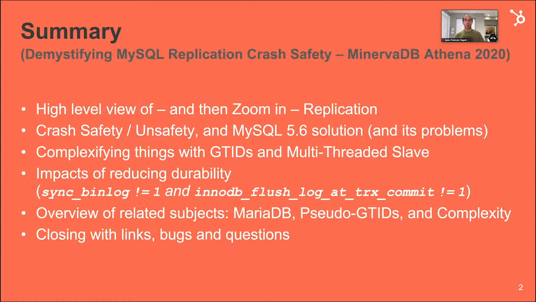So for today, it's quite clear. I will be giving details about them. Introducing the subject, I will give details on what we're talking about, like replication safety and what the problems are. We'll specify things a little: GTIDs and multi-threaded slave. We'll talk about durability, and I'll define that a little. And we'll cover a few other subjects like MariaDB, GTID, and others. Then a short closing remarks and the links to bugs and everything.